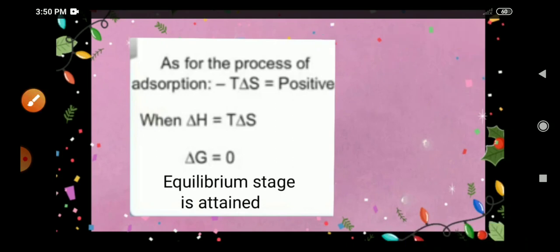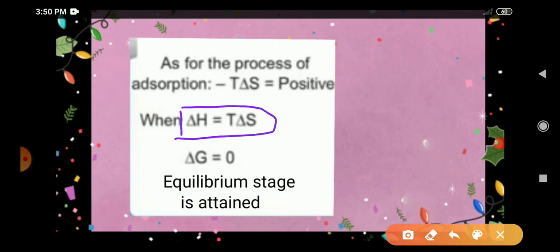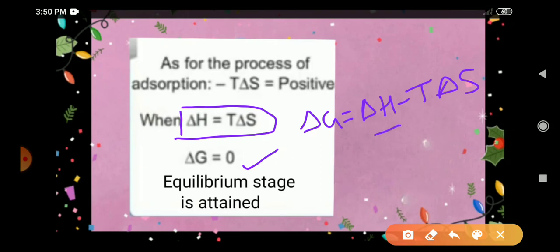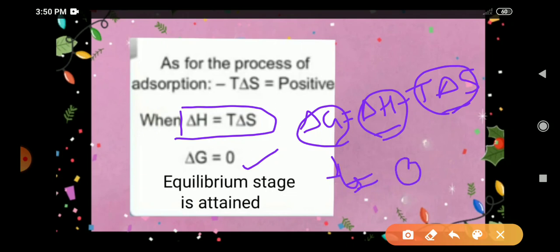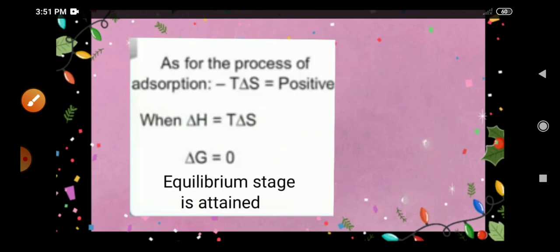As the process of adsorption continues, it is observed that delta H becomes less and less negative and T delta S increases. So ultimately a stage appears where delta H is equal to T delta S. So when delta H is equal to T delta S, we can say that delta G is equal to 0, because of the equation which we have discussed, delta G is equal to delta H minus T delta S. So at the stage when these two values are equal, this value will become 0. And when delta G is equal to 0 for a reaction or process, then we can say that an equilibrium stage is attained, and this equilibrium stage is called adsorption equilibrium.